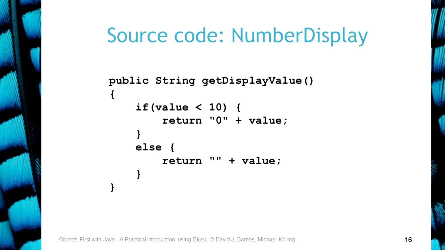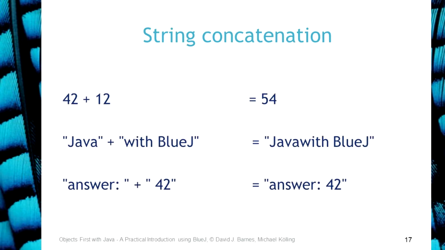But before continuing, let's look at string concatenation a little more closely. The plus operator has different meanings, depending on the type of its operands. If both operands are numbers, it represents addition, as we'd expect. Thus, 42 plus 12 adds those two numbers, and the result is 54. However, if the operands are strings, then the meaning of the plus sign is string concatenation, and the result is a single string that consists of both operands stuck together.